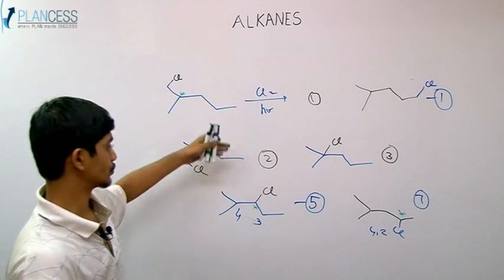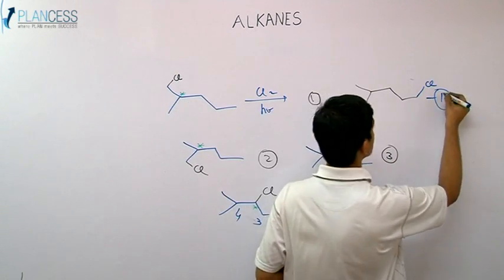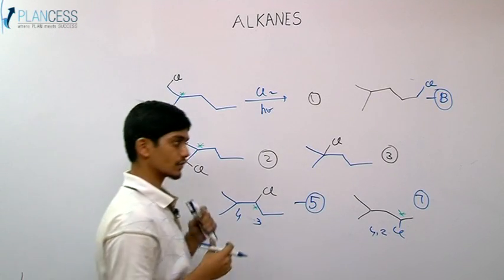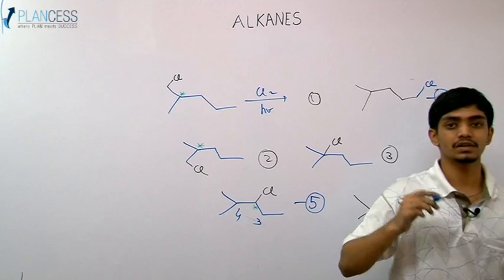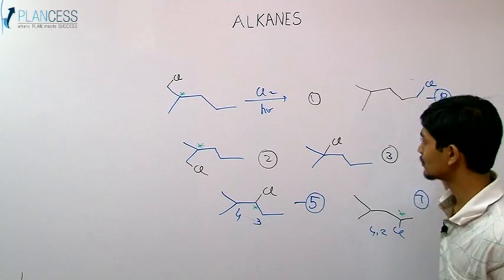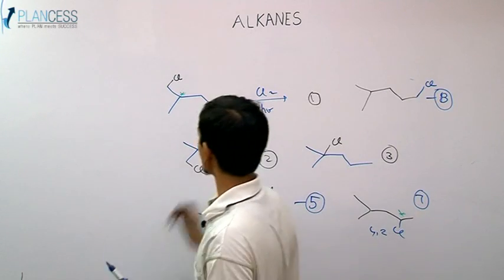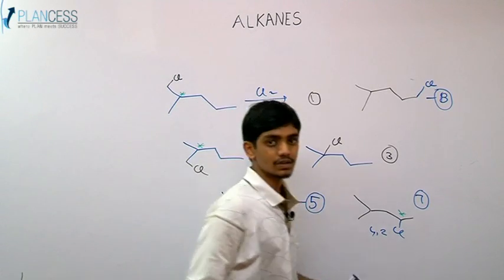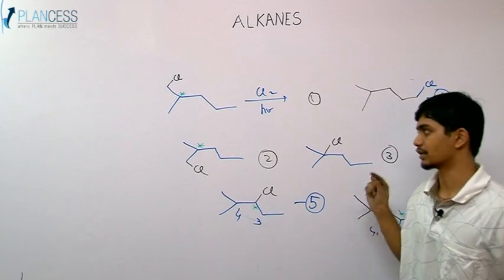So 1, 2, 3, 4, 5, 6, 7 and 8. So totally with monochlorination we get 8 isomeric products. This is a huge number. A simple compound, a simple 2-methyl pentane gives you 8 products on monochlorination.